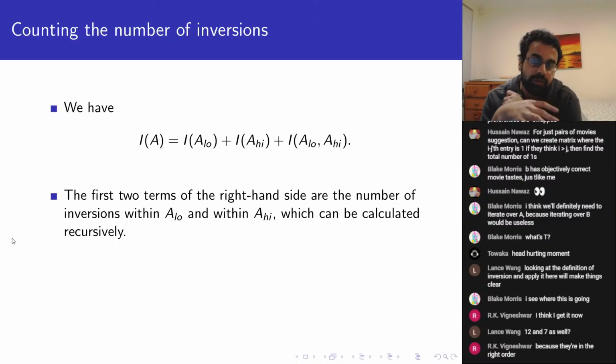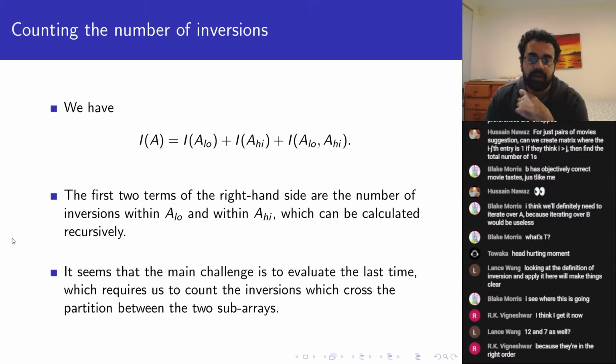Now, to work out those first two terms, the inversions within A low and the inversions within A high, that's the easy part. We started with an instance of size n, and we broke this down into 2 instances, each of size n over 2. That's the same problem, just a smaller instance of it. So we can solve those first 2 terms recursively. Apply the exact same algorithm that you do for the entire array A to the smaller instances, A low and A high. So those also get broken into half and half, and so on.